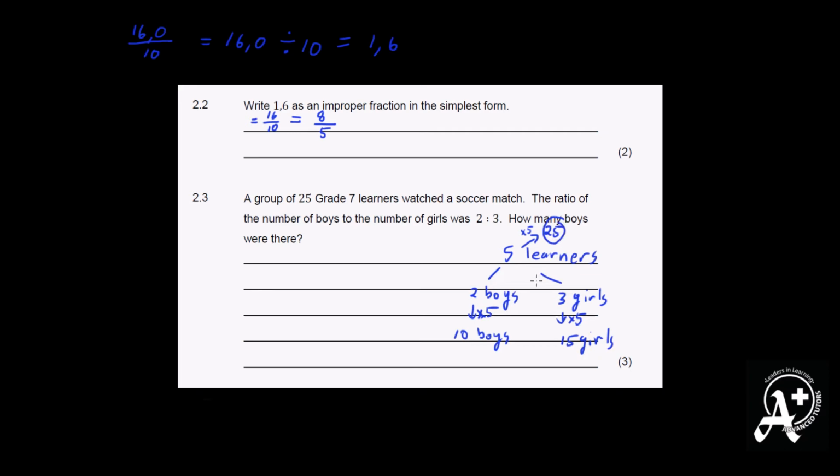So we can see that in the class of 25 children, 10 are boys and 15 are girls, but they only asked me what the number of boys are, so we can say that this is 10 boys.